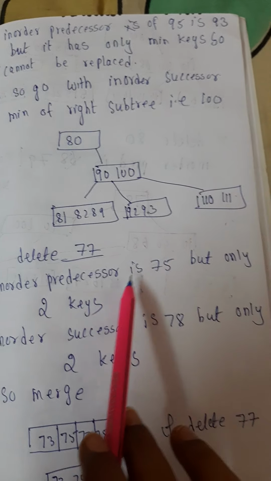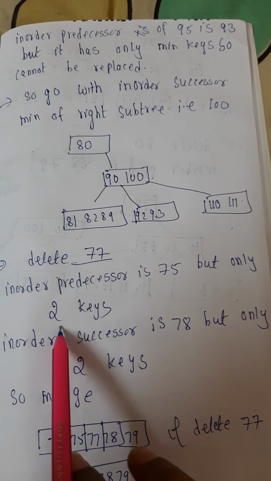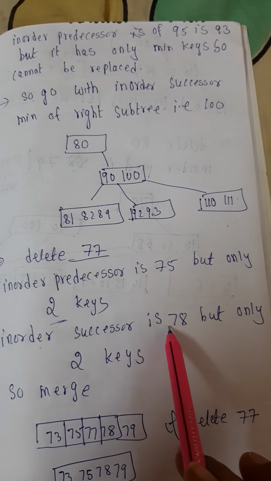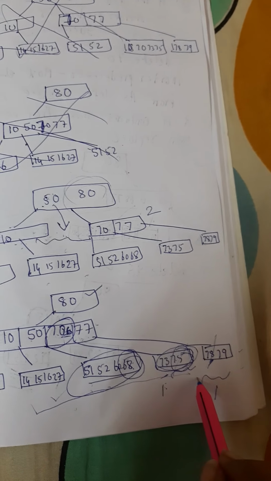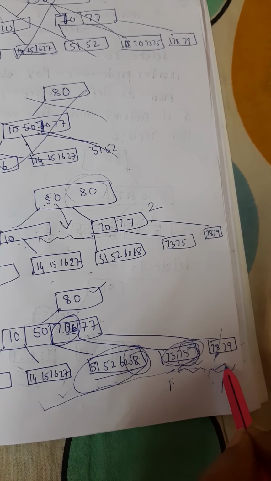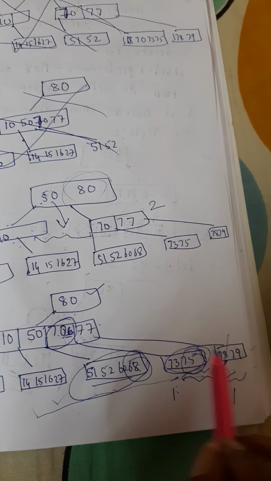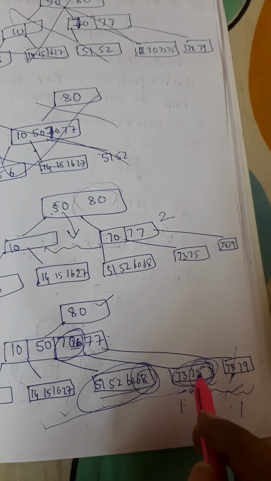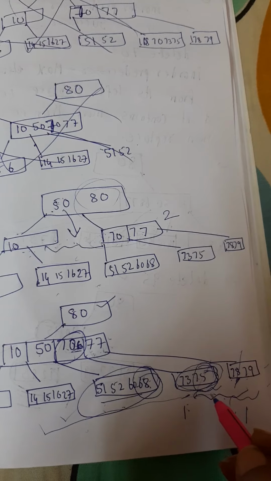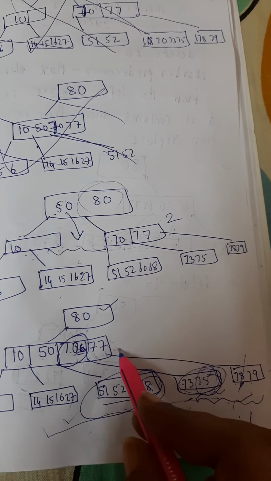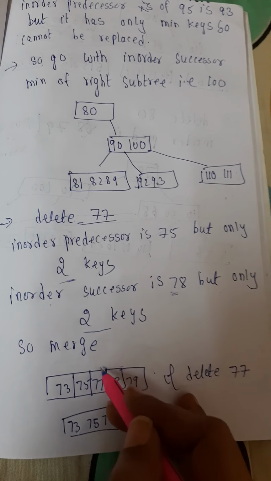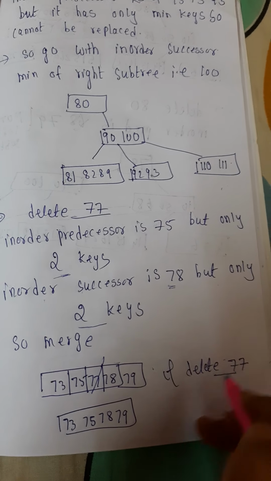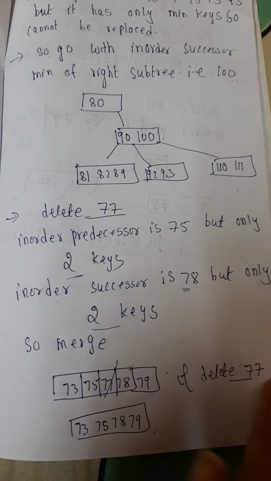I said the in order predecessor is 75, but we have only 2 keys, so we cannot. The in order successor is 78, but only 2 keys here, so we cannot go with those 2. In that case, what we have to do is merge these 2 with the parent, and then go for deletion. So 73, 75, 77, 78 and 79. You merge, then you delete 77. You delete 77, and this is what you will have.